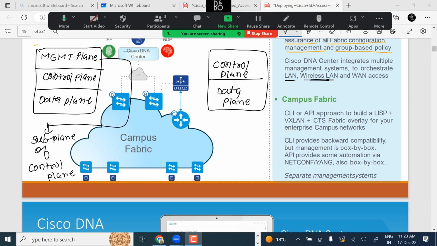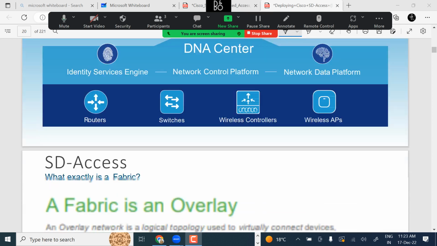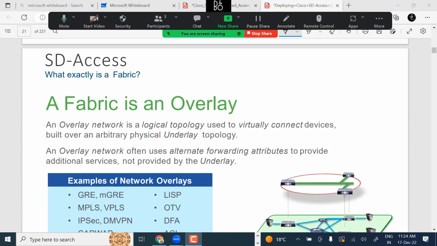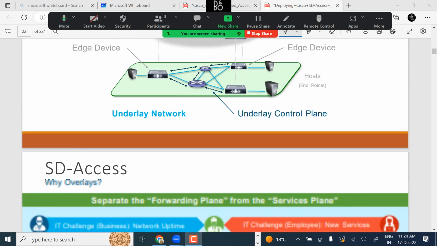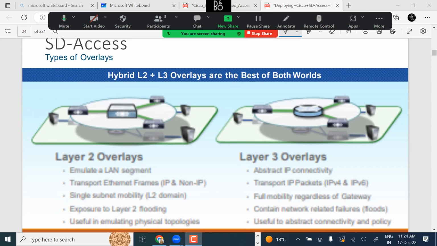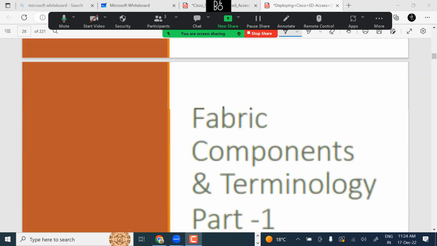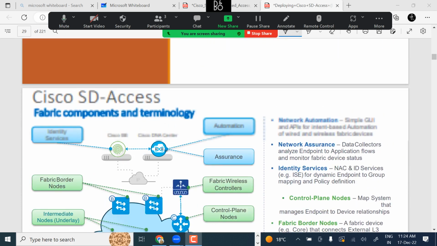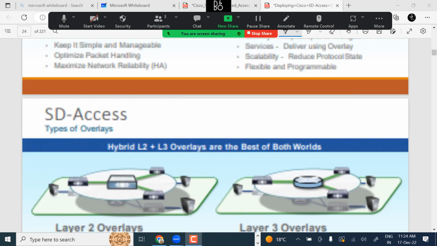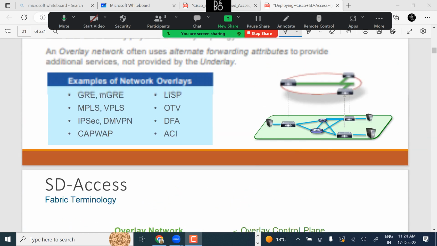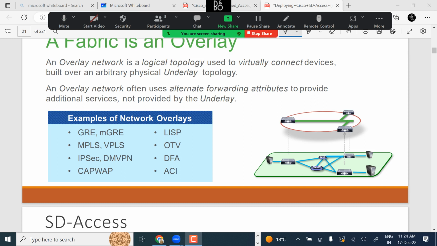So that's all for today. In tomorrow's class, we'll start SD-Access. What is a fabric overlay? What is a fabric underlay? What is SD-Access? What is DNA Center? All of these things. Tomorrow I'll discuss the SDA architecture and the problems solved by DNA Center. I hope you guys have enjoyed the session.